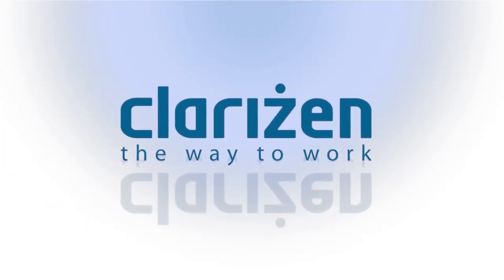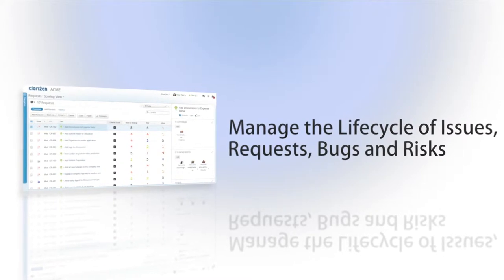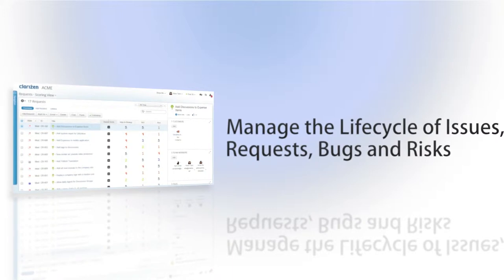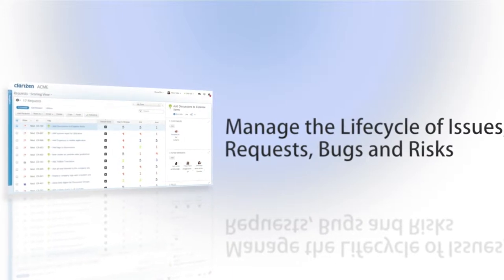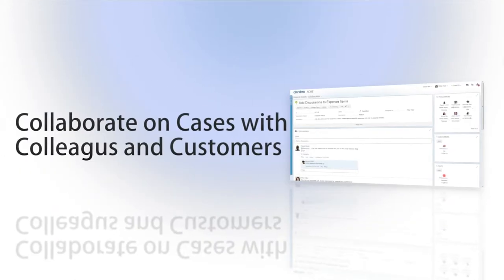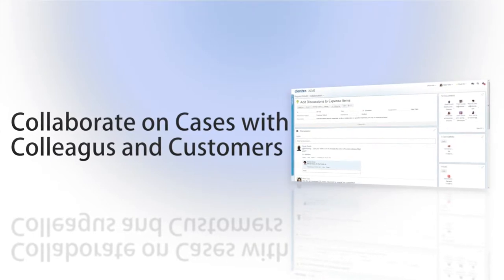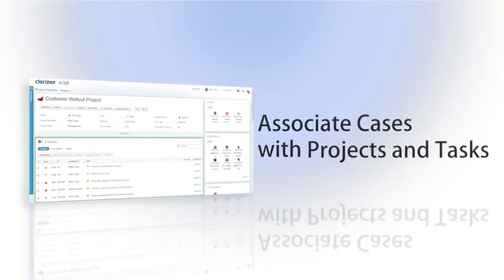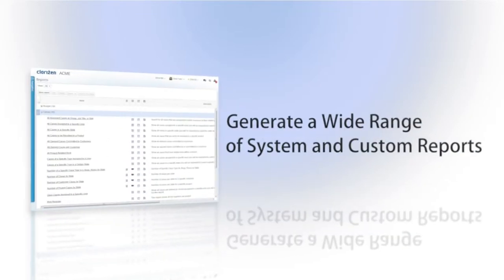Clarizen Work Management solution allows you to manage the life cycle of different facets of your work, and this includes a full case management feature set, including issue, request, bug, and risk tracking. Because Clarizen supports team collaboration and participation, you can also discuss and collaborate on these work facets with your colleagues and customers, associate them directly with your projects and tasks, and run a wide range of predefined reports.